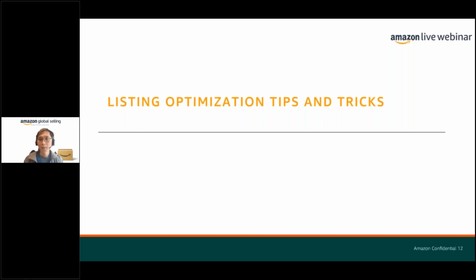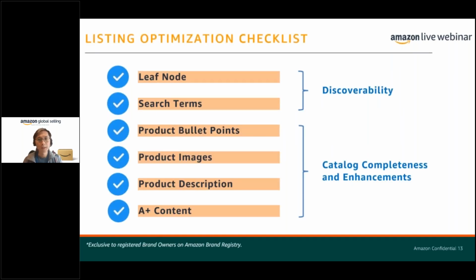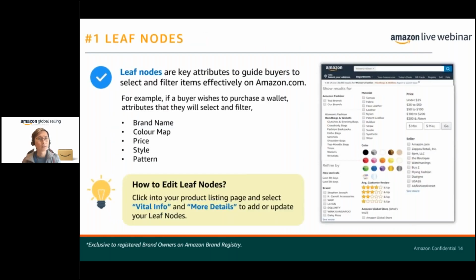So now I'm going to talk about some of the listing optimization tips and tricks that you can do to prepare for the upcoming shopping event. So this is a quick checklist. There are six items that you need to be aware of. The first two are regarding leaf nodes and search terms, which will help with the discoverability of your product. And the other four points are about the completeness of your listing and what you can do to enhance your listing further.